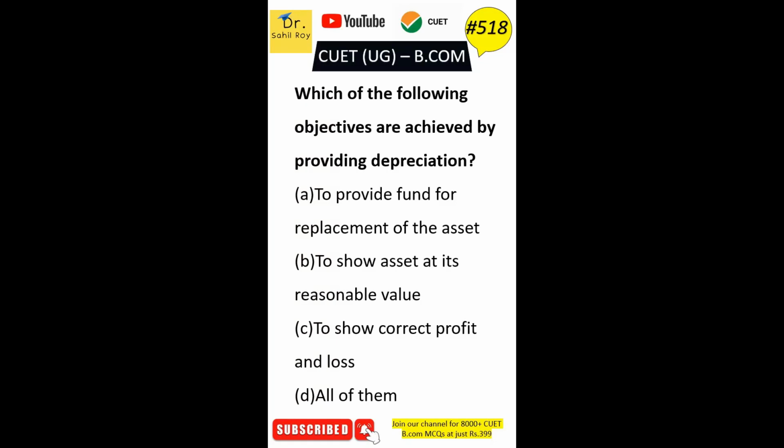Which of the following objectives are achieved by providing depreciation? Option A, to provide fund for replacement of the assets. Option B, to show asset at its reasonable value. Option C, to show correct profit and loss. Option D, all of the above. इस क्वेश्चन का सही आंसर है ऑप्शन D, all of the above. Option D is the correct answer.